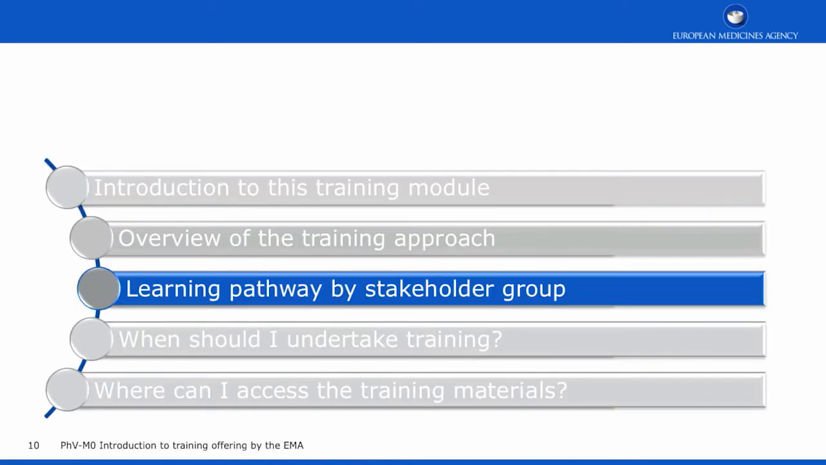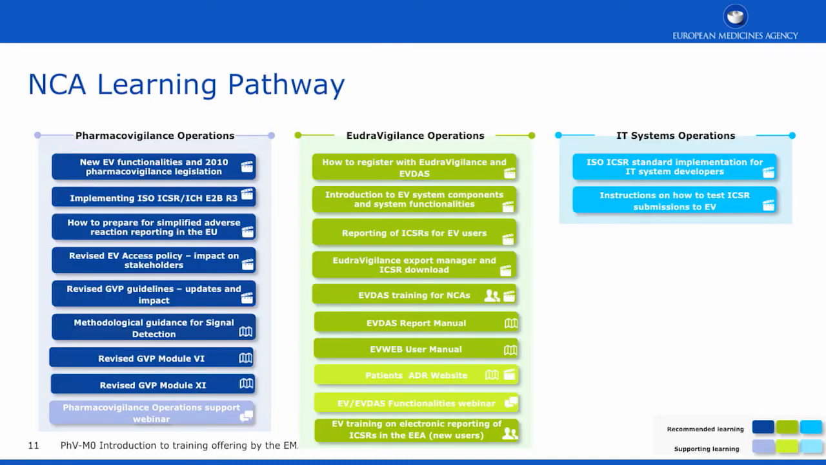The next section focuses on the learning pathway for each of the 3 main stakeholder groups. So if we start with national competent authorities, you can see listed on the slide each of the training modules which have NCAs as a target audience. As you can see, most of them are recommended learnings, so you are very much advised to try and follow each of these courses.